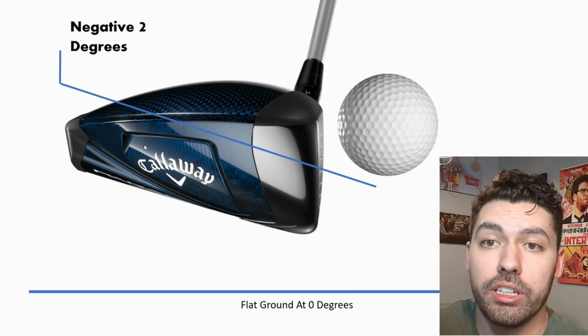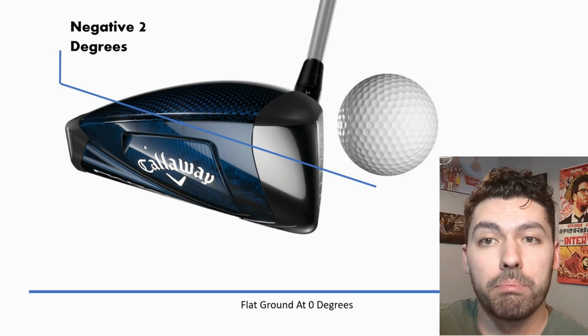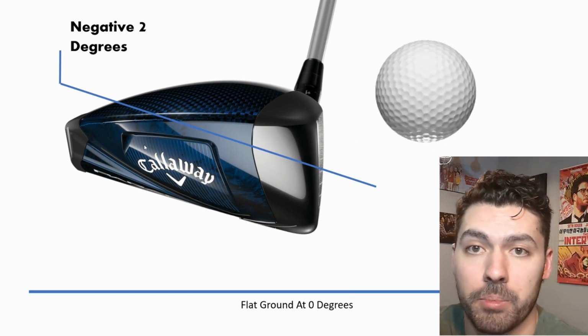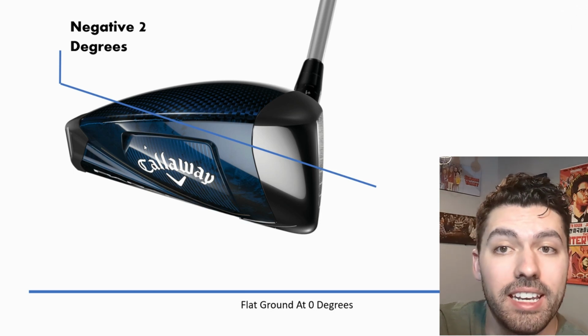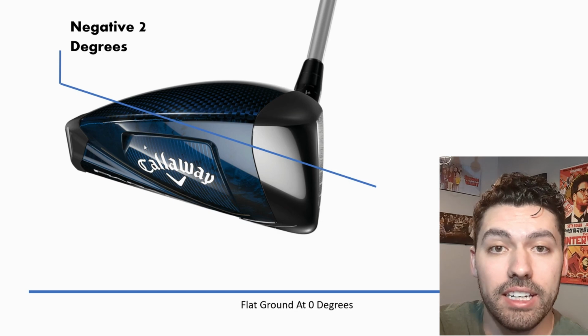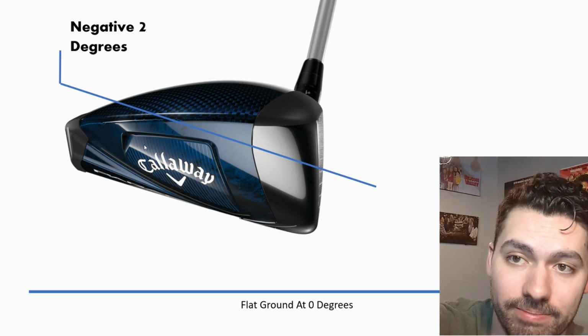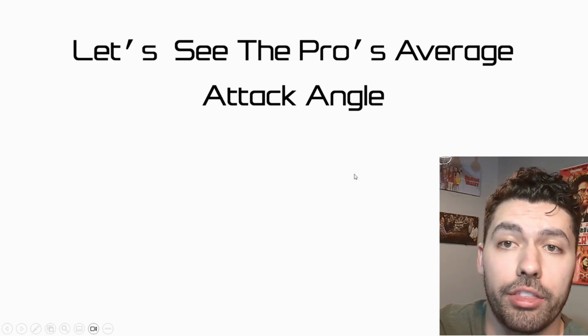So -2 degrees of attack angle is going to produce a lot of backspin. Watch how the ball leaves the club face when you have a -2 attack angle. Notice how it's very spinny like that. Now we're going to touch on backspin in another video. Just know that the more negative your attack angle is, the more likely it is to produce a higher backspin. So we've seen the average golfer's attack angle. Now it's going to be time to look at what the pros do.